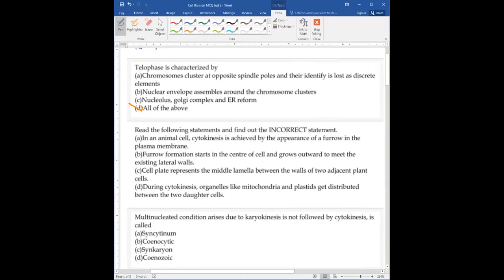Read the following statements and find out the incorrect statement. So the first one I want an answer from Tanishka.